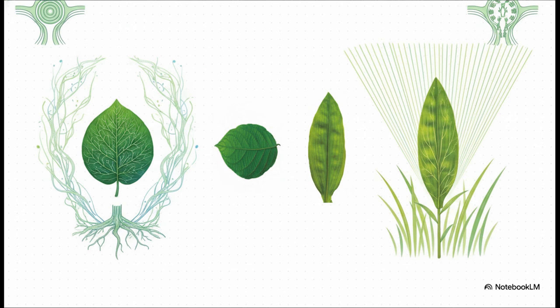Dicots usually use this net-like reticulate venation. You can see that on the left, where veinlets form a really complex branching network off a main midrib. But monocots, over on the right, use parallel venation, where the veins just stream in these neat, uniform parallel lines all the way across.